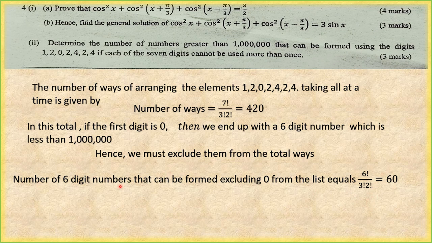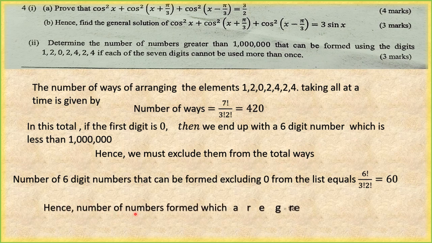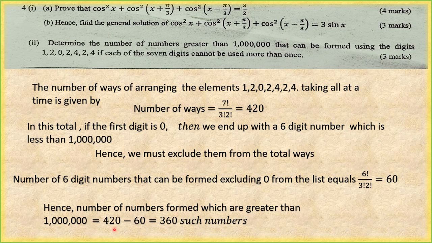This is the total number of 6-digit numbers that can be formed when the first digit becomes a zero. That's why we have to exclude it from this. With this now in mind, we just need to do a simple subtraction. The total number of numbers that are greater than 1 million will just be 420 minus 60, giving us 360 such numbers.